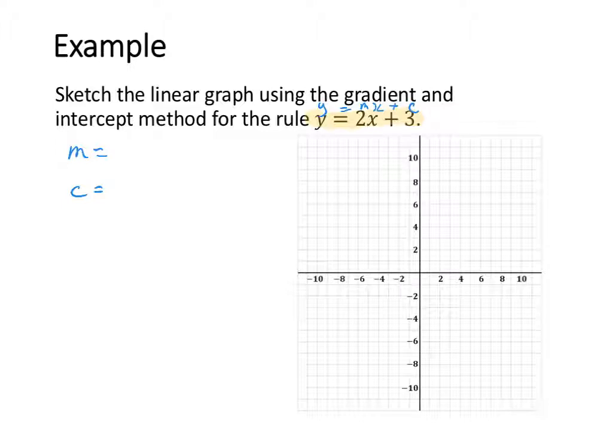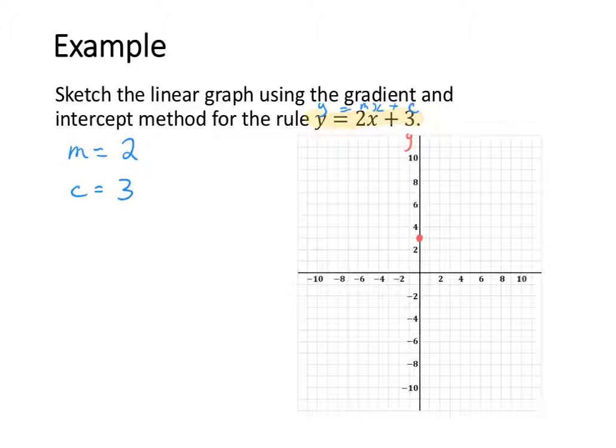So using the rule, I know that m is equal to 2 and c is equal to positive 3. So now that I have got my gradient and my y-intercept, I can proceed to graph that onto the Cartesian plane. Now the first step is going to be to mark the y-intercept of 3 onto the y-axis, and I do that by putting a dot on the 3 value.